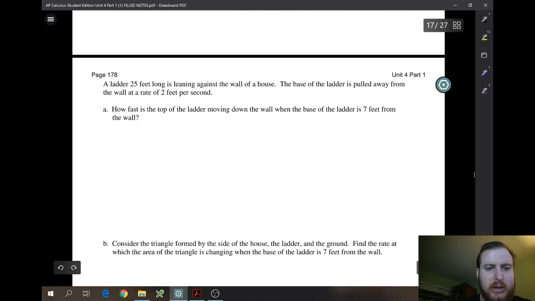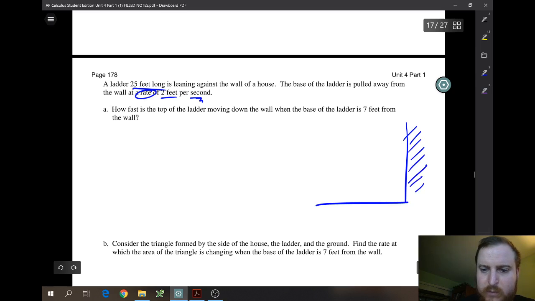Okay, next one is a ladder. It's 25 feet long, leaning against the wall of a house. So the ladder is 25 feet long, and it's leaning along a house. The base of the ladder is pulled away from the wall at a rate of 2 feet per second. So we know that one's a rate. So I always draw a picture on these. I'm going to draw it here: here's the side of my house, here's the ground, and here's our ladder.